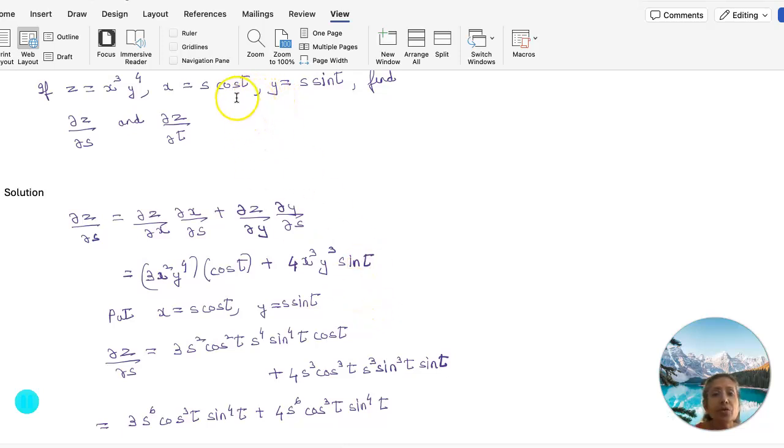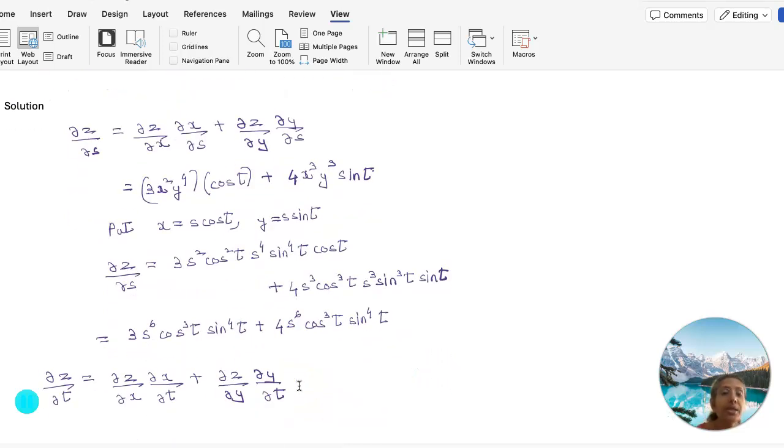Actually, the derivative of cos t will be, keeping s as constant, sin t. Now put x as s cos t and y as s sin t. So substituting and simplifying, you get del z by del s is 3s raised to 6 cos cubed t sin raised to 4 t plus 4s raised to 6 cos cubed t sin raised to 4 t.